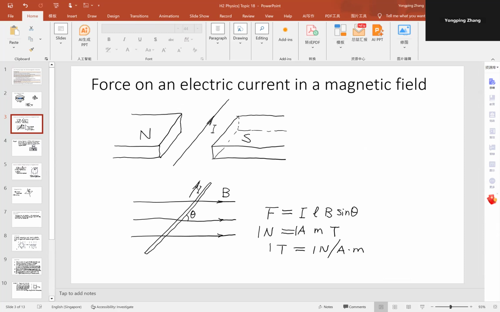For electric current in a magnetic field, there is a force. Use the right hand rule. First, the forefinger points to the current, then turn 90 degrees to the magnetic field direction. The thumb is the force. So this is the force here. This is the current. This is the magnetic field here.